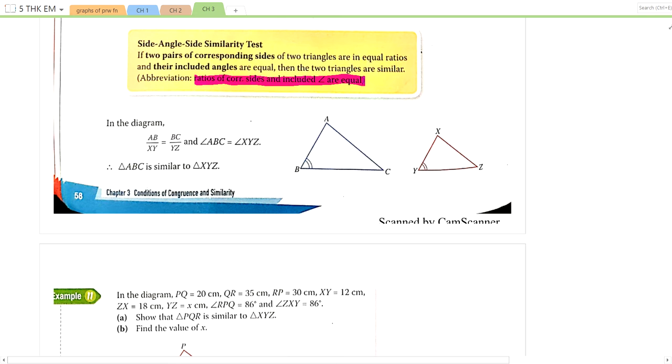So as long as our ratio of the corresponding sides, in this case being AB and XY, if I find the ratio of AB over XY, then I find the ratio of BC over YZ, and if these two ratios are the same, the purple one and the green one, they are the same. Plus, one last rule, one last condition. This included angle, and you are familiar with the term included angle, the angle in between the two sides. If these two angles are the same, you get to conclude that ABC is similar to XYZ. Okay?